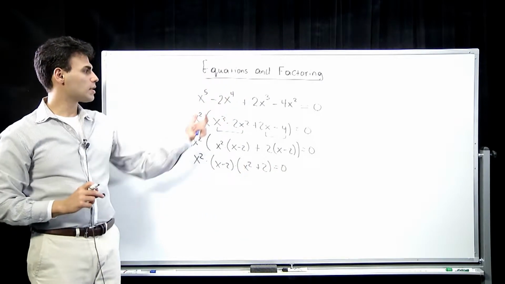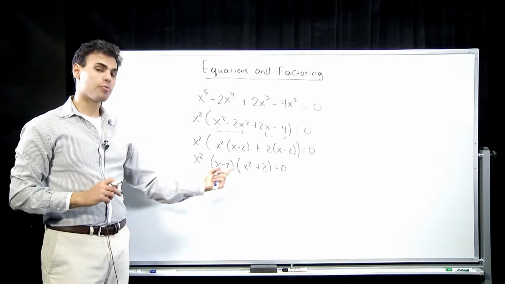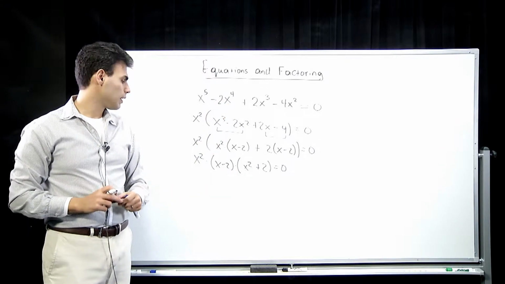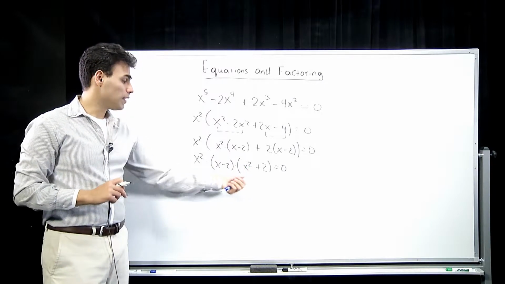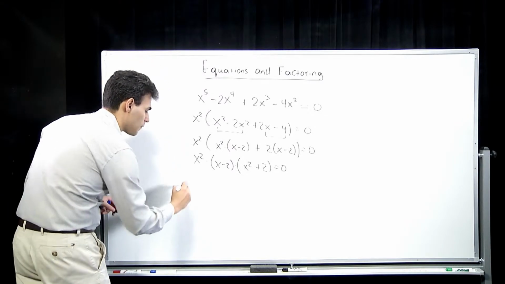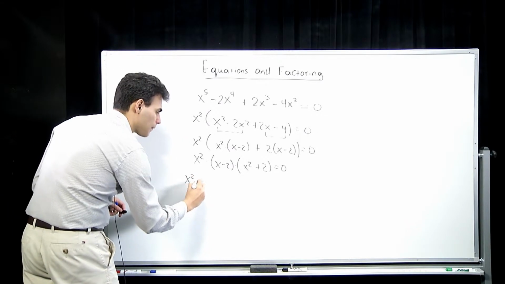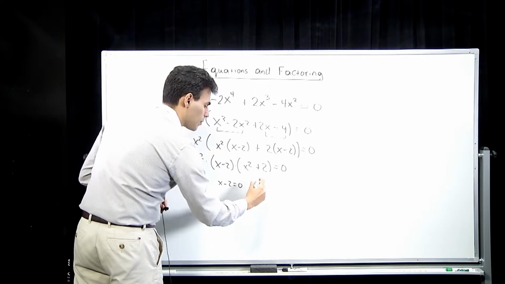So what I managed to do is change this fifth degree polynomial into a product of 3 terms. Now there's a nice property that says if you have a product equal to 0, then one of these terms is going to be 0. That changes it into 3 simple equations. The first one is x squared equals 0. The second one is x minus 2 equals 0. And the last one is x squared plus 2 equals 0.